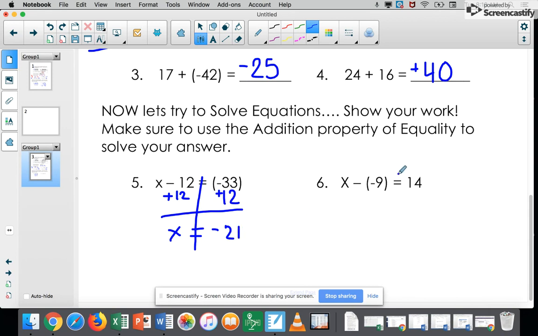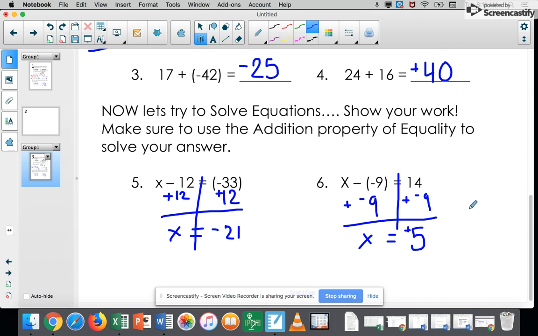For number 6, I split it. For this one, the inverse operation is addition, but I'm going to add a negative 9 to both sides, because currently it's being subtracted by a negative 9. I end up on this side with my x, and on this side I realize these are different, but I have more positives than negatives, so my answer will be positive 5.